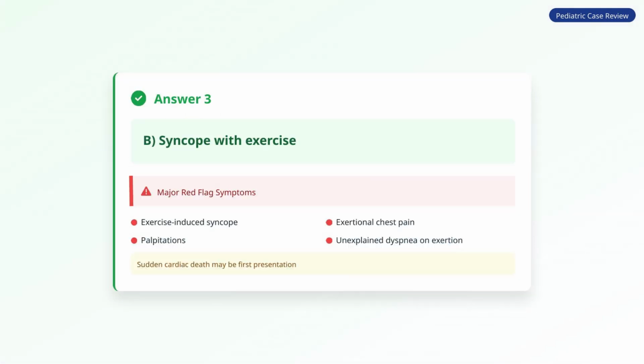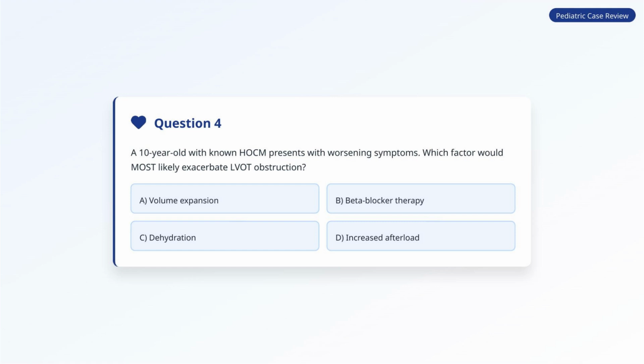Syncope with exercise. Exercise-induced syncope is a major red flag for hypertrophic cardiomyopathy in young athletes. Other concerning symptoms include exertional chest pain, palpitations, and unexplained dyspnea on exertion. Sudden cardiac death may be the first presentation in some cases. A 10-year-old with known hypertrophic obstructive cardiomyopathy presents with worsening symptoms. Which factor would most likely exacerbate left ventricular outflow tract obstruction?